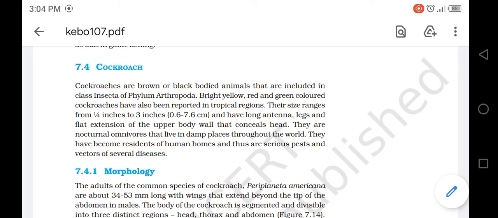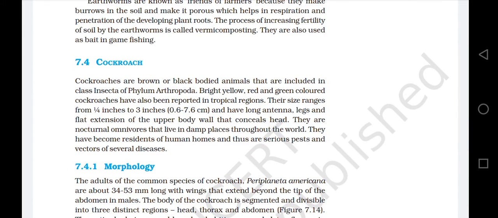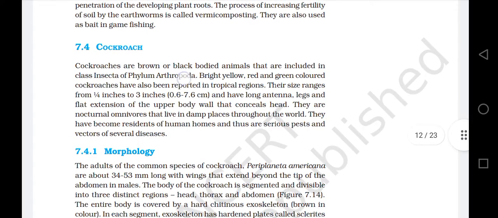NCERT reading, Class 11 Biology, Chapter 7: Structural Organisation in Animals. 7.4 Cockroach. Cockroaches are brown or black-bodied animals that are included in class Insecta of phylum Arthropoda.